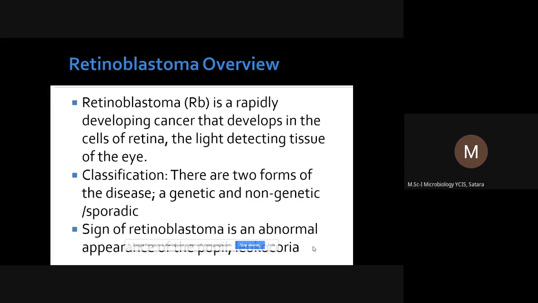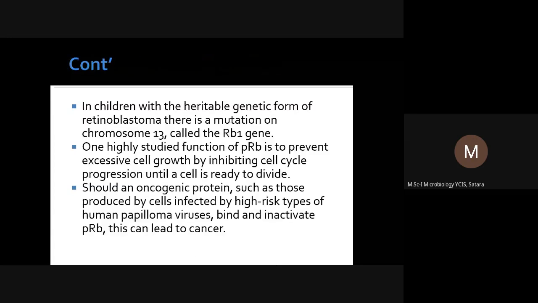It is of retina. So the sign of this retinoblastoma is the abnormal appearance of the pupil, called leukocoria, meaning there is an abnormal appearance. So it is the heritable form of retinoblastoma. The main reason behind this is the mutation on chromosome 13 called the RB1 gene. The highly studied function of this pRB is to prevent cell growth.